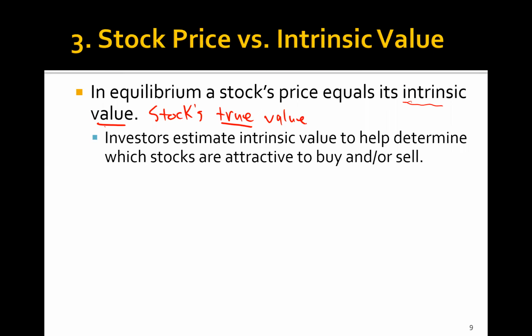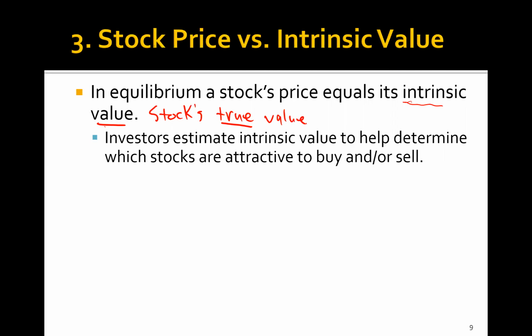Our theory is that in equilibrium, prices and values are the same, and that prices and values will reach that equilibrium over the long term. So in the long term, prices and intrinsic values should be the same thing, but in the short term, prices and values may deviate from one another.